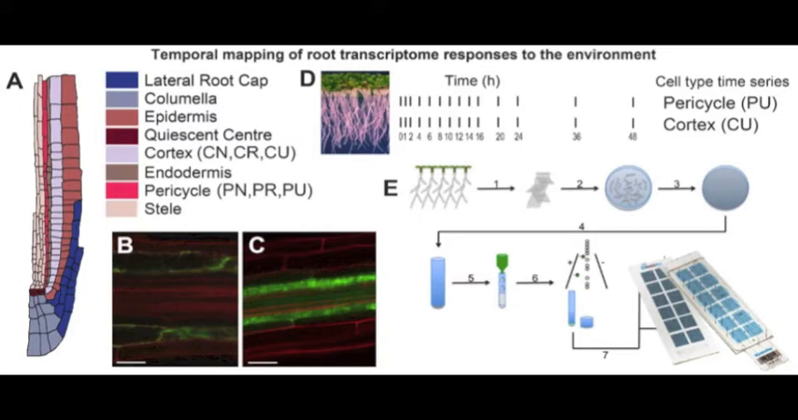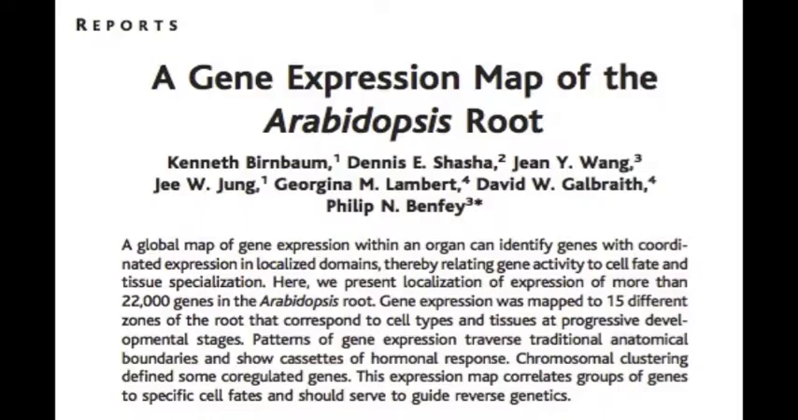So we grew Arabidopsis seedlings on vertical plates to look at root architecture, and then isolated those cell types using FACS and used gene expression analysis in response to changing the environment that the roots were grown on. So we were able to look at treatments and cell types and time all in one data set.